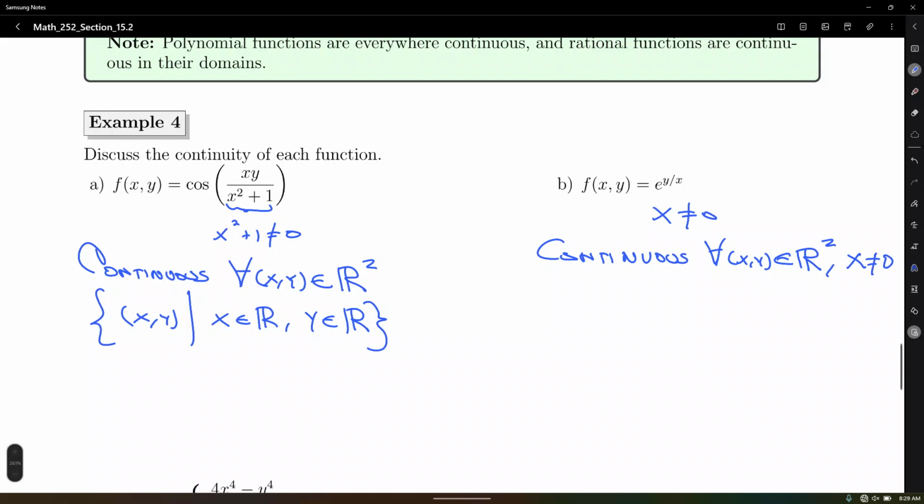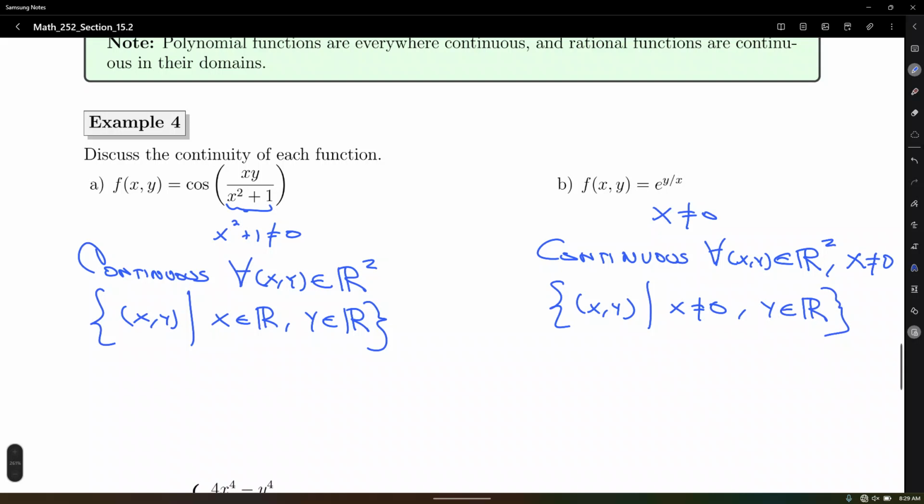And again, if you want to use the other notation, that is x, y such that x cannot be 0 and y can be anything, any real number.